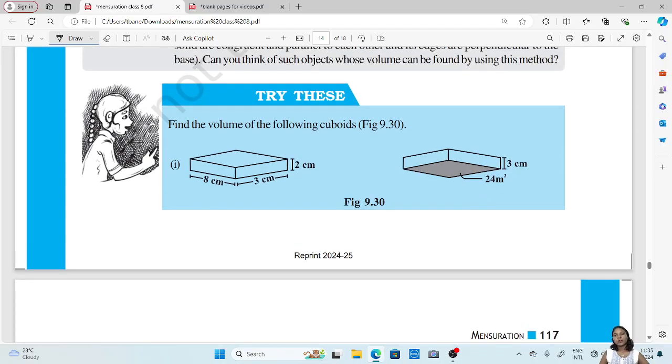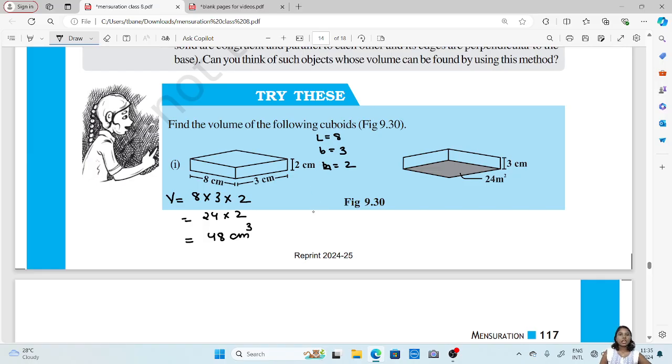Now let's try to find out the volume of this following cuboid. So it has length 8, breadth 3 and height 2. Simply we can find the product of these. So volume will be 8 into 3 into 2. 8 3s are 24 into 2. So this will be 48 centimeter cube. Okay. So here the volume of this cuboid is 48 centimeter cube.